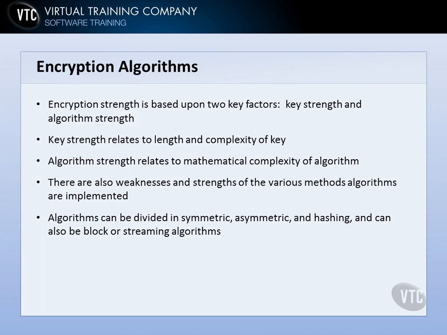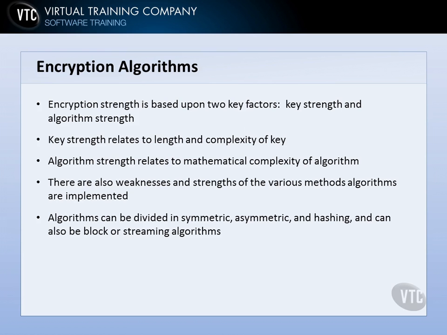Now, let's talk about encryption algorithms from a general perspective first. Encryption strength is based upon really two key factors: the strength of the key and the strength of the algorithm. The key strength itself refers to the length and complexity of the key. Now, obviously, a single character password isn't as strong as an 8-character password. So length is a factor there. And obviously having a password that's all lowercase letters is not as strong as having a password that's uppercase, lowercase, special characters, and numbers and so forth. So complexity comes into play there too.